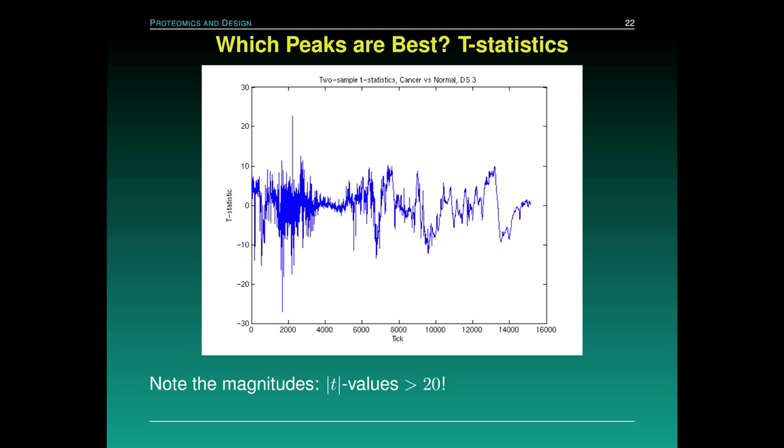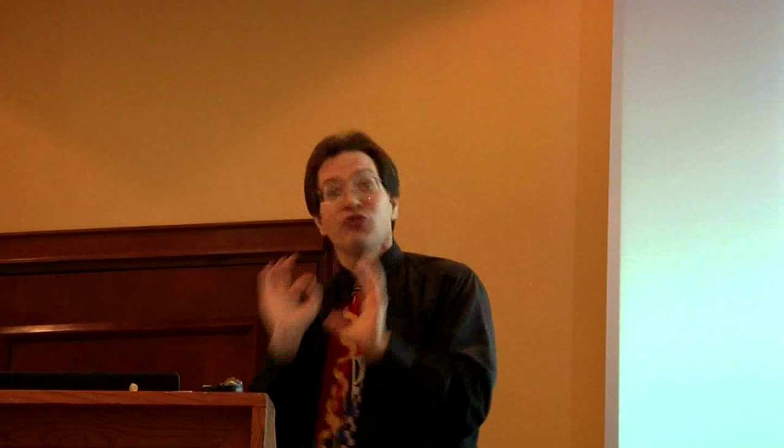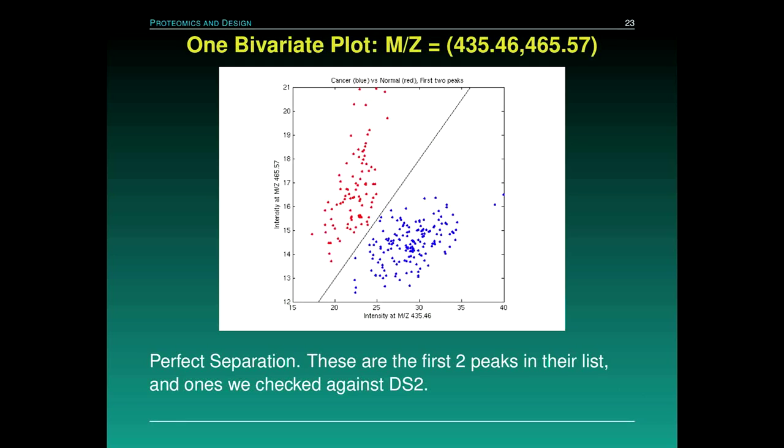So we then looked at the t-values of the 7 peaks they report. Turns out one of them has a t-score that's bigger than 20, another has a t-score that's bigger than 10, and the remaining 5 have t-scores that are all small. So, there is this question of, do we need all 7? Could we come up with a better test, a more parsimonious test, that just uses those 2? So we decided to try that, and using those 2, we achieve perfect separation of cancers from controls.